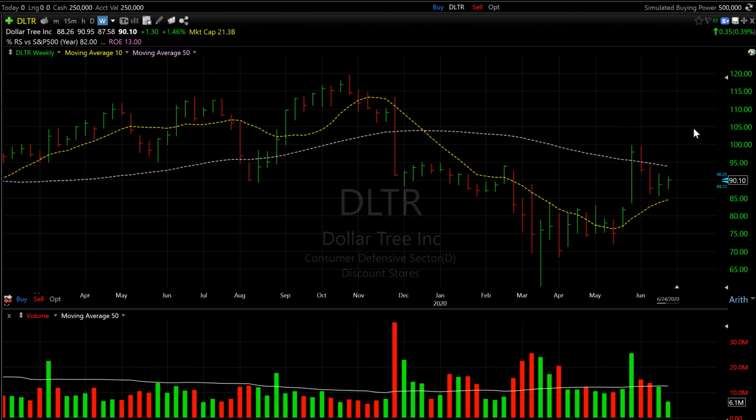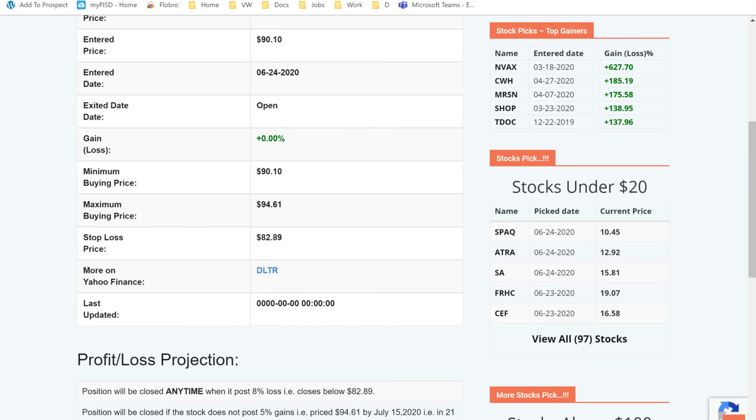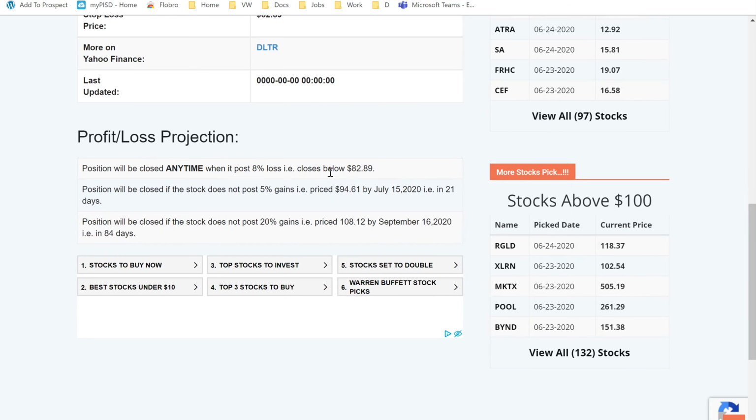So we can keep track of this stock pretty much every day and see how it behaves in the coming days. Let's get back to the tracker really quick, and here is a small profit-loss projection table for you. The stop loss is around 82.89. If the stock goes below this price, you may want to close your trade and move on to the next one. It should post at least a 5% gain by July 15th and 20% by September 16th. That is a very high-level guide to keep track of this stock.